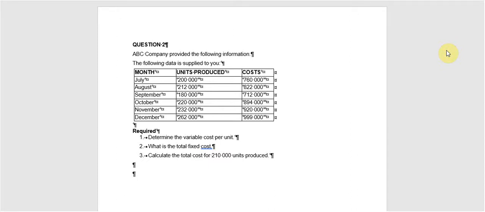This question says that ABC company provided you with the following information. That's the data they provided. They give you the month, the units produced, and the cost. This should of course be in Rand.